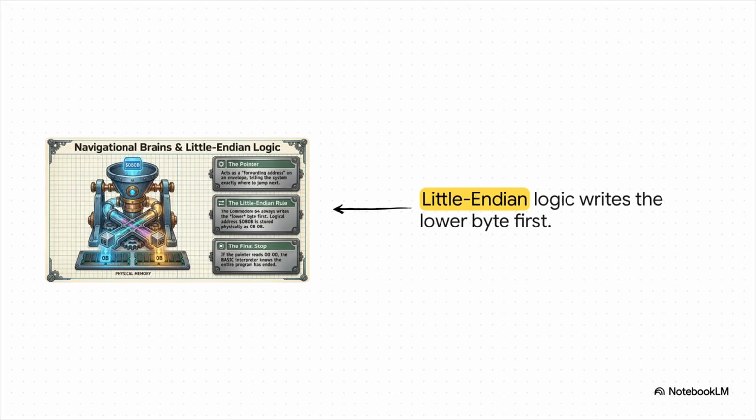But the 6510 is an 8-bit processor. It can only swallow 8 bits, or 1 byte, at a time. So when it looks at a 16-bit memory address, it completely flips our logic upside down. It reads and writes the lower byte first, followed by the higher byte. If you want to point the machine to logical address $080B, you have to physically write it into the RAM backwards as $0B and then $08. If you don't grasp this backwards logic, you literally can't navigate the architecture.